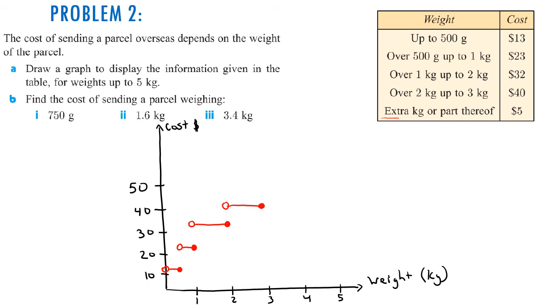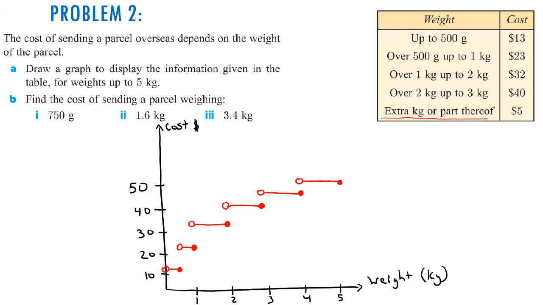And then here it can be kind of confusing to read. It says extra kilograms or part thereof is $5. So it's trying to tell you that every kilogram you increase is a $5 increase. So the rest of your step piecewise function would look like this.